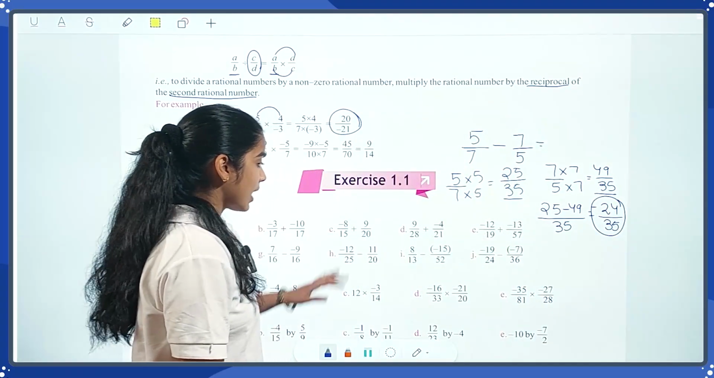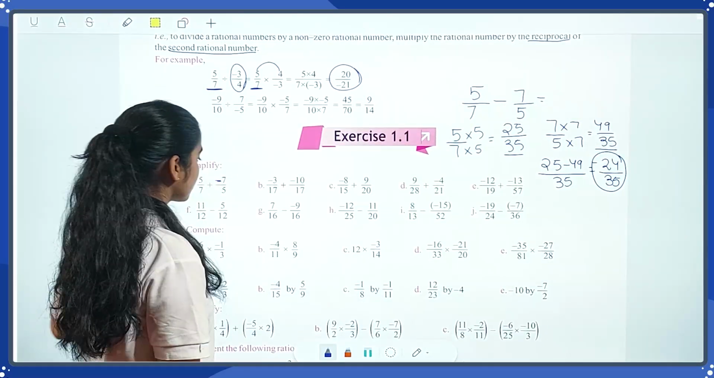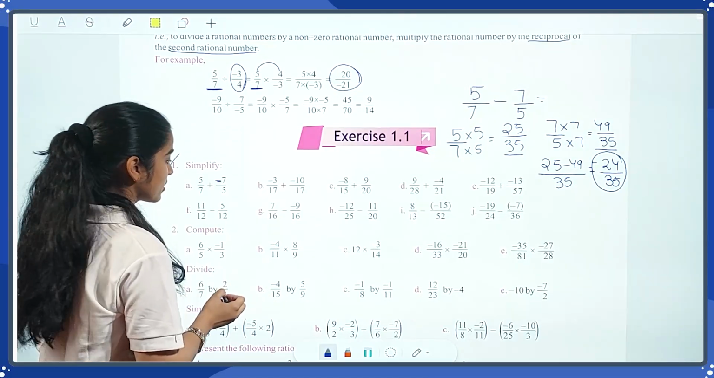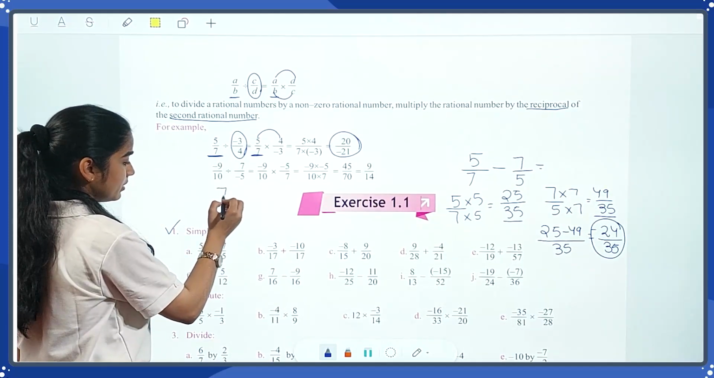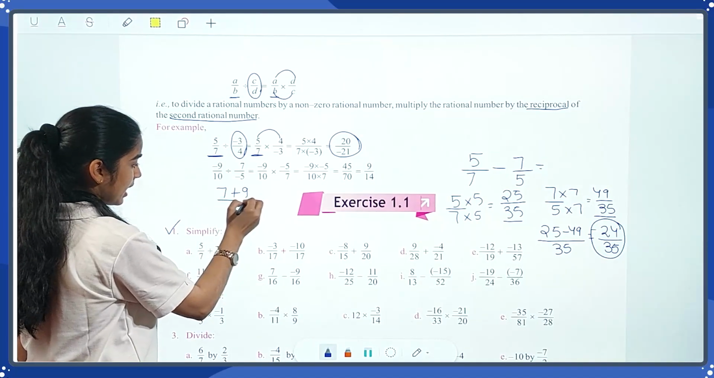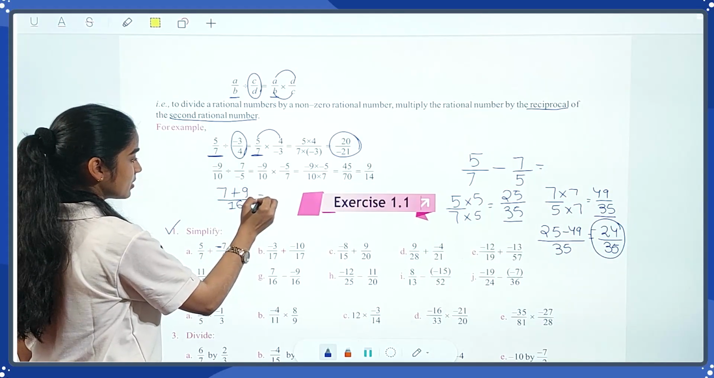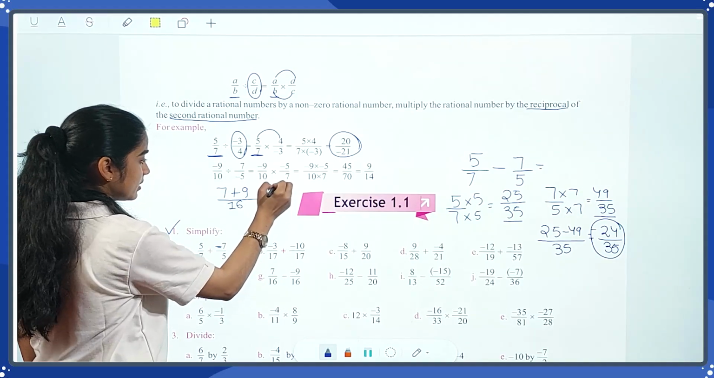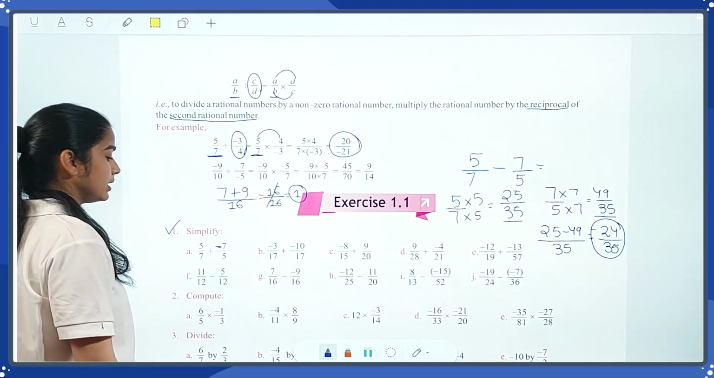So in the same way, you have to solve the rest of the questions. Here, if we take one more example, in this case we see minus minus is plus, and we have the same denominator. It means 7 minus minus 9 is plus 9, and your same common denominator 16. 7 plus 9 is 16 upon 16. They will cancel out each other and your result will be 1. This is your final answer.